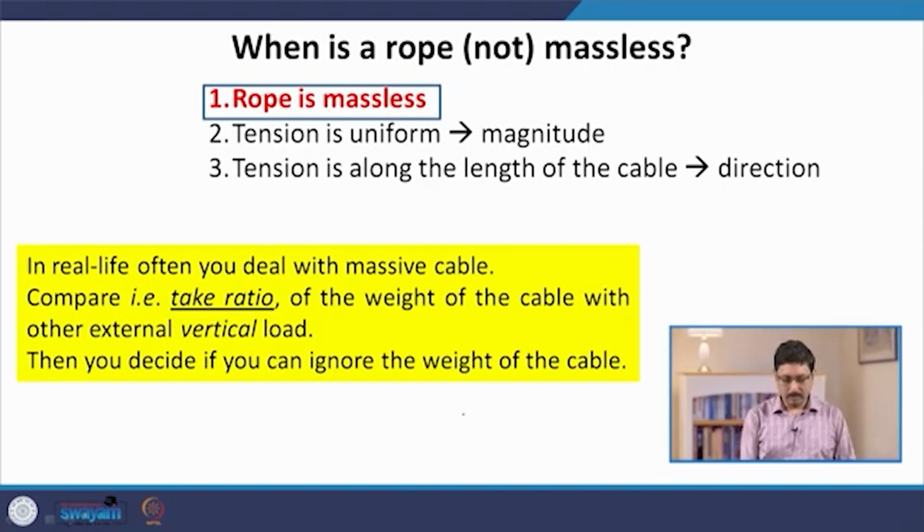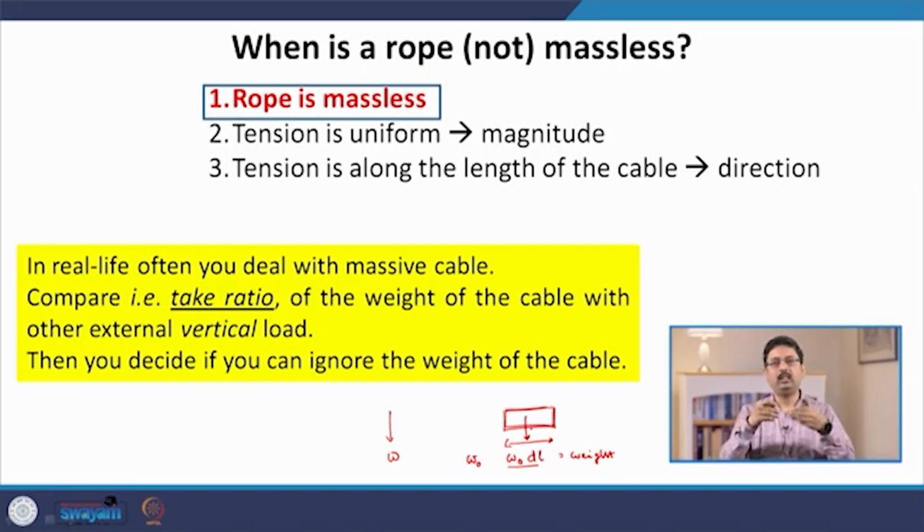Then what do we mean by a massless rope? It basically means that we have this one vertical force, which is the weight of the rope. Consider a small part of the rope with a length dl, and let us say W naught is the weight per unit length. Then the weight of that part is W naught times dl, and this weight acts vertically downwards. Now, there could be other forces in the vertical direction, which could be some external load. Imagine a rope from which you are hanging clothes; those clothes exert some force in the vertical direction.